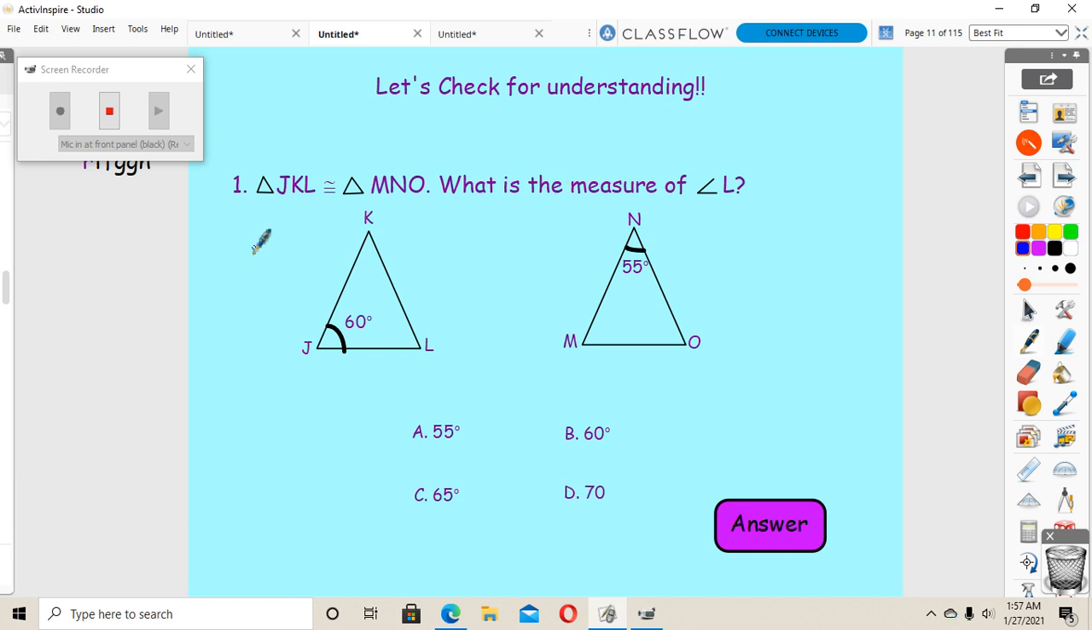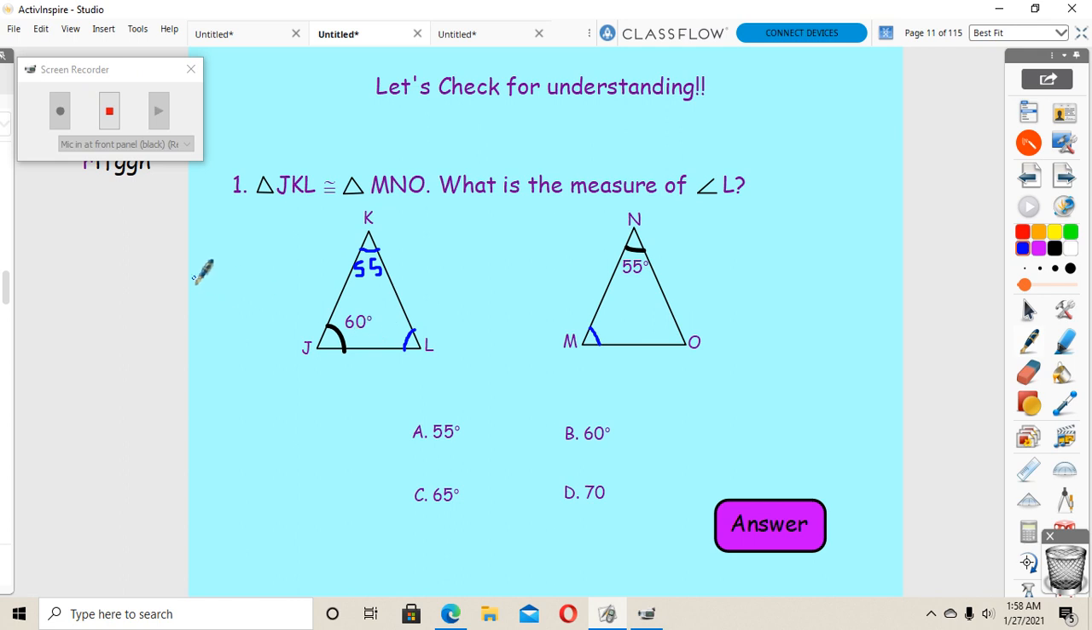Triangle JKL is similar to triangle MNO. What is the measure of angle L? We're supposed to find this one here. Angle M corresponds to angle J. Angle J is 60, and M is also 60. Angle N and angle K, this angle is 55. Then angle O and angle L are equal, but here we're supposed to find angle L.